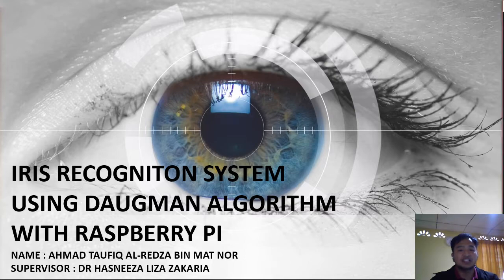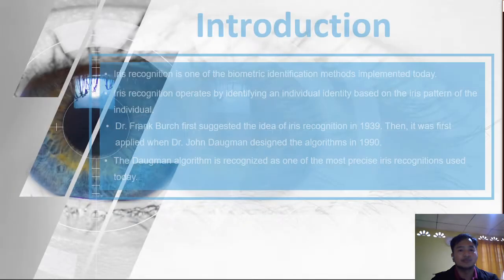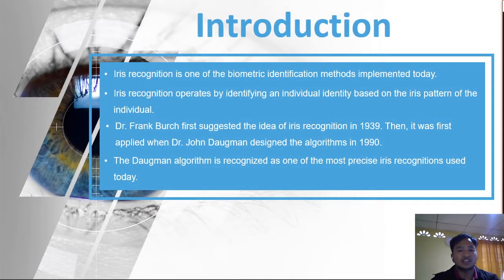Iris Recognition System using Daugman Algorithm with Raspberry Pi. For introduction, iris recognition is one of the biometric identification methods that are implemented today. It operates by identifying an individual's identity based on the iris pattern of the individual. It was first suggested by Dr. Framberg in 1939 and then it was first successfully applied by Dr. John Daugman in 1990. It is recognized as one of the most precise iris recognition methods that are used today.